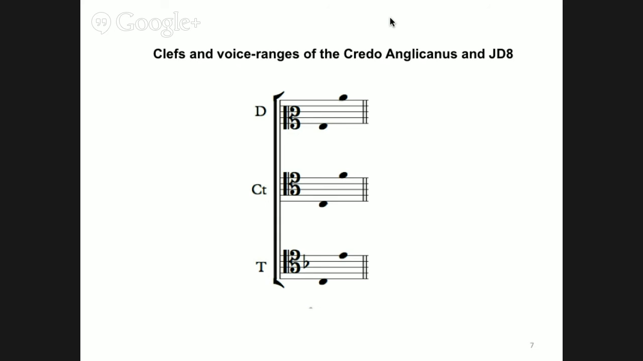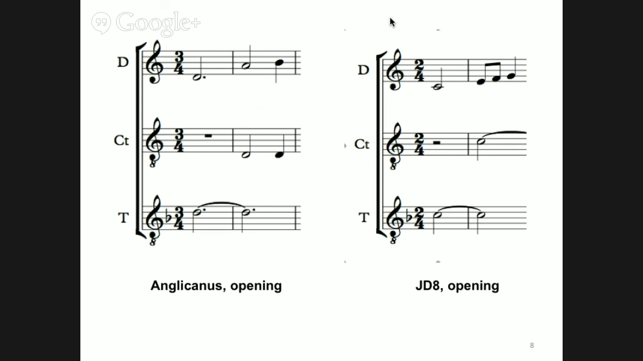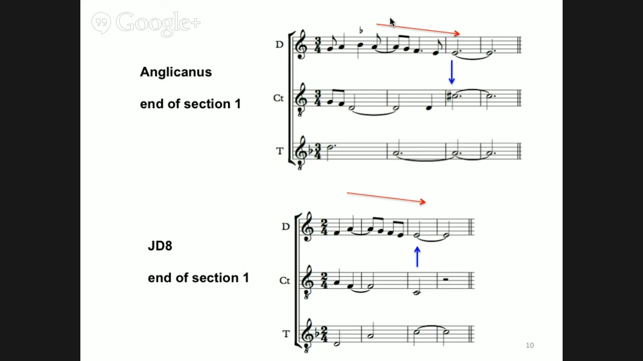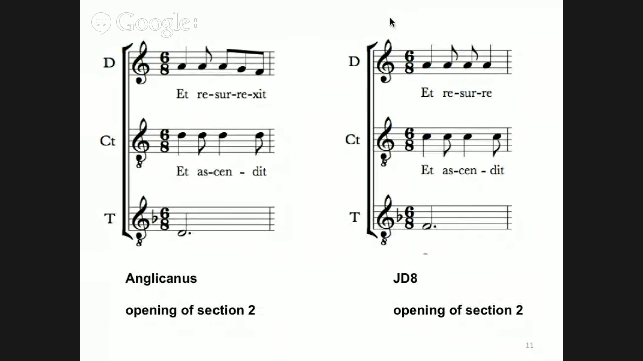Turning to musical details, many common features are to be found, several of them relating to the start or finish of a section. Both settings begin with the discantus and tenor in unison and the contratenor entry delayed, while the start of the final section of the Credo Anglicanus also recalls the opening of JD 8. Each opening section, moreover, concludes with a descending figure in the discantus and a chord containing a third. Still something of a rarity in English music of the period, and a feature of only a handful of Dunstable's works. And there is even a brief resemblance between the openings of the two middle sections.